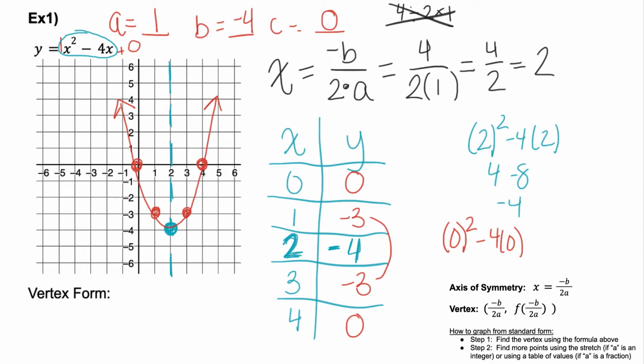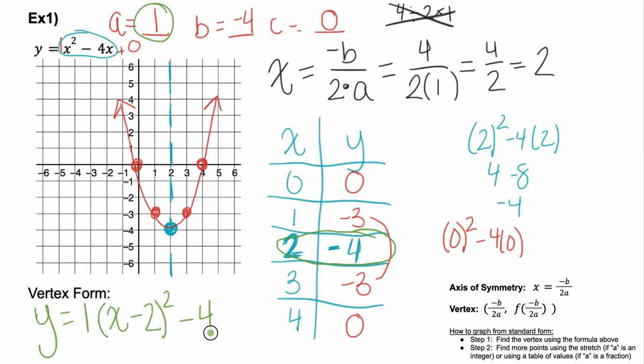All right, now let's write this in vertex form. So if we know the vertex, which we do, and we know the stretch, which we do, we can write this in vertex form. So that would be y equals the stretch, parentheses, x minus 2, don't forget your squared, minus 4. That's vertex form. We don't need this 1 here, but we can put it if we want to. So pause the video if you need to get all this down. Feel free to rewatch it if that's helpful for you. And then when you're ready, move on to example 2.